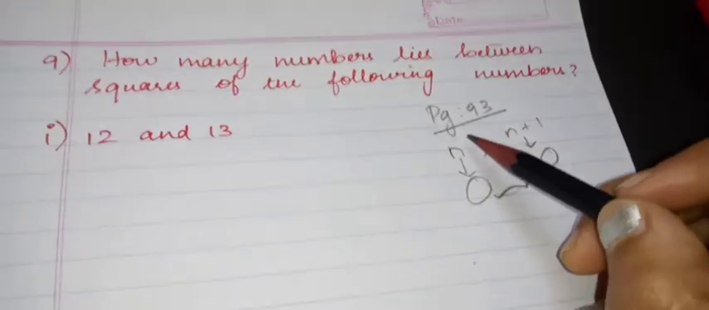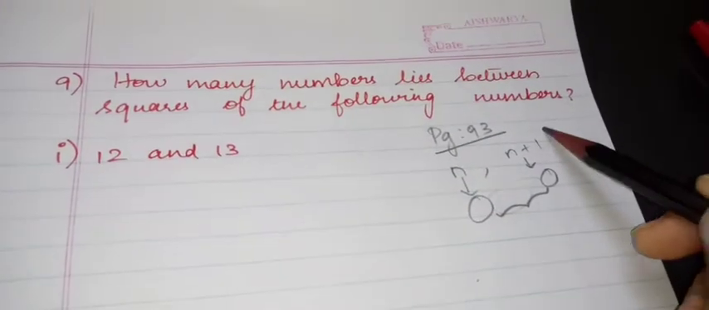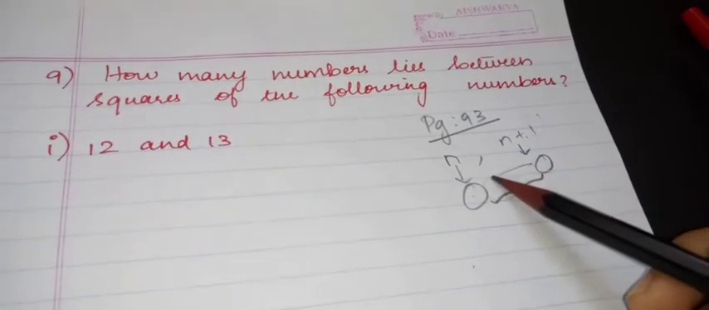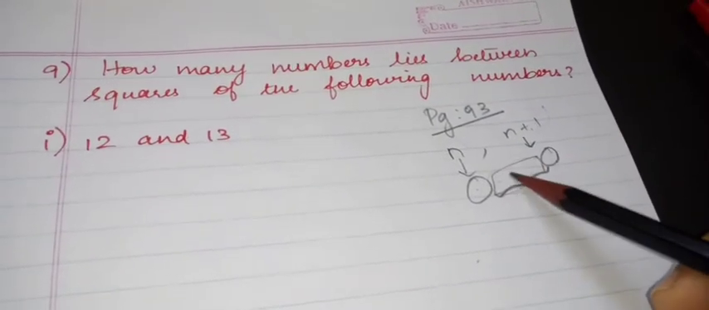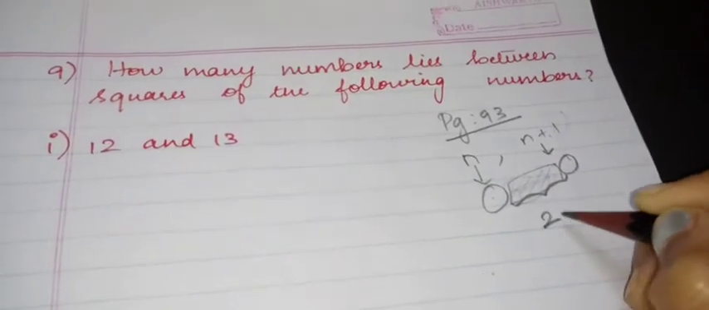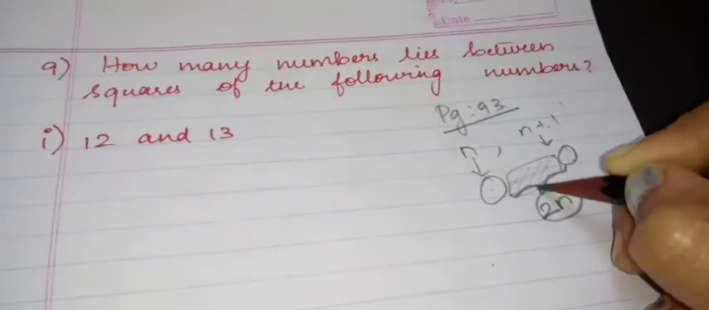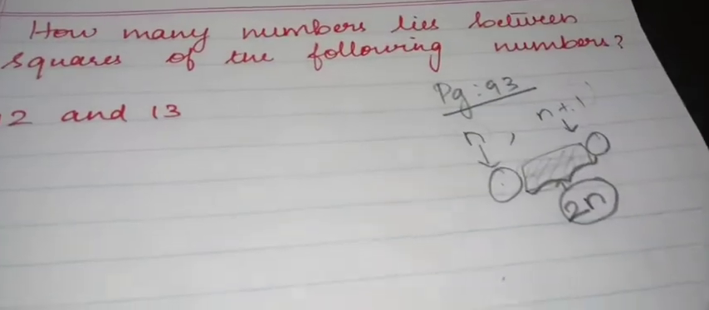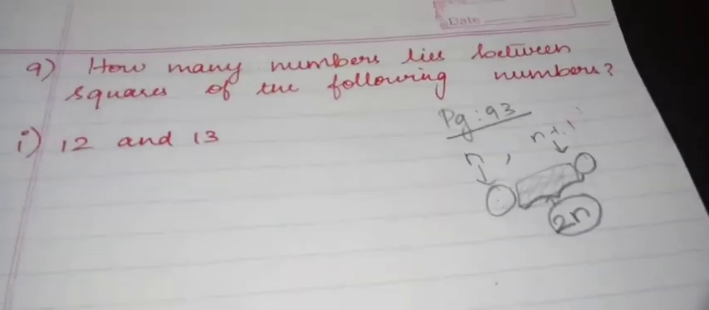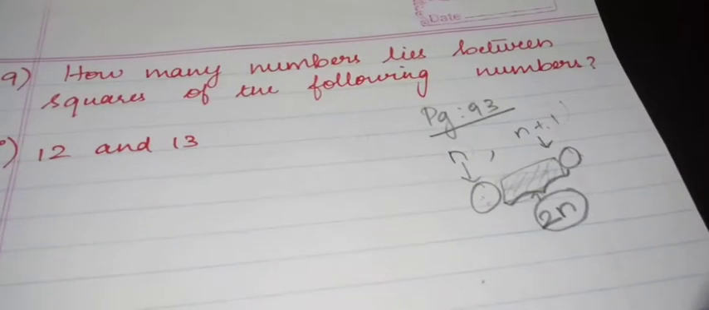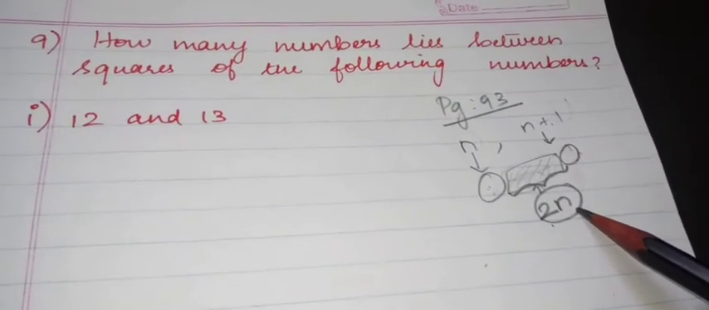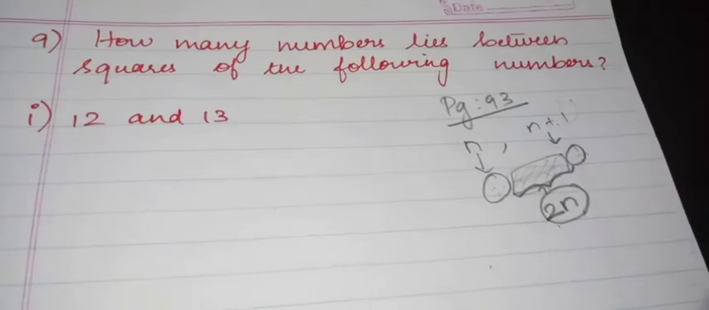Okay, there are two numbers given, n and n plus 1. Then the squares of those numbers are given. We have to find the number of non-square numbers between these two. So what is the formula? There will be 2n numbers. 2n non-square numbers will be there between these two square numbers. How many non-perfect square numbers will be there? 2n non-square numbers will be there between these two square numbers.